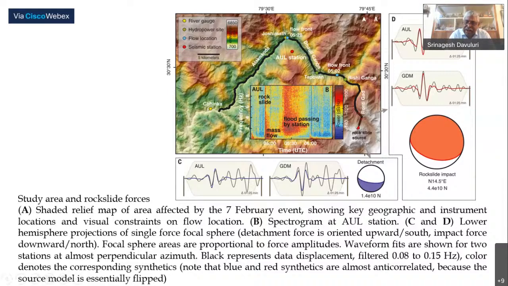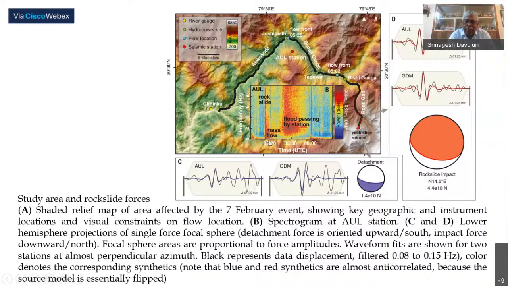And very clearly we can see the detachment happened in the downward plane, which is very clearly shown by the seismograms. The black represents the data displacement, and the filtered seismograms are between 0.08 to 0.15 hertz. And you can very clearly see the river gauges, which is at Joshimath, yellow in color. The hydropower sites are plotted in green color, the Tapovan and the Rishiganga. The flow location at different timings are seen, synthesized and modeled, which we see those phases on the seismograms. And the seismic station location is this Auli. So this was about 25 kilometers to the southeast of the Auli station, where this event happened.